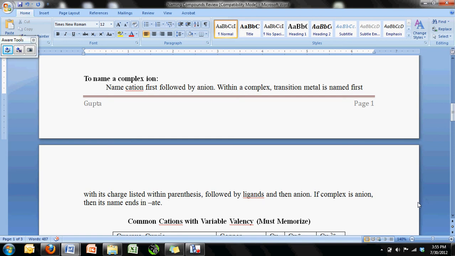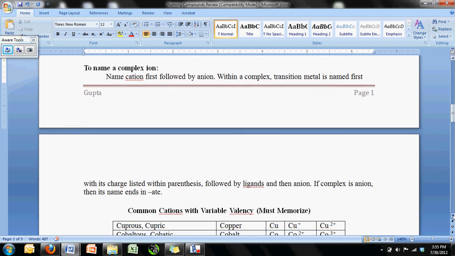And then you name the ligand ending in "ide" or whatever. If it is a polyatomic ion, then whatever its ending is. One thing, before naming the transition metal within the complex, you name the ligands first, and these ligands are named in alphabetical order. If you have more than one ligand of the same kind, you can use a prefix, di, tri, and so on, but prefixes don't count toward alphabetizing the ligands.